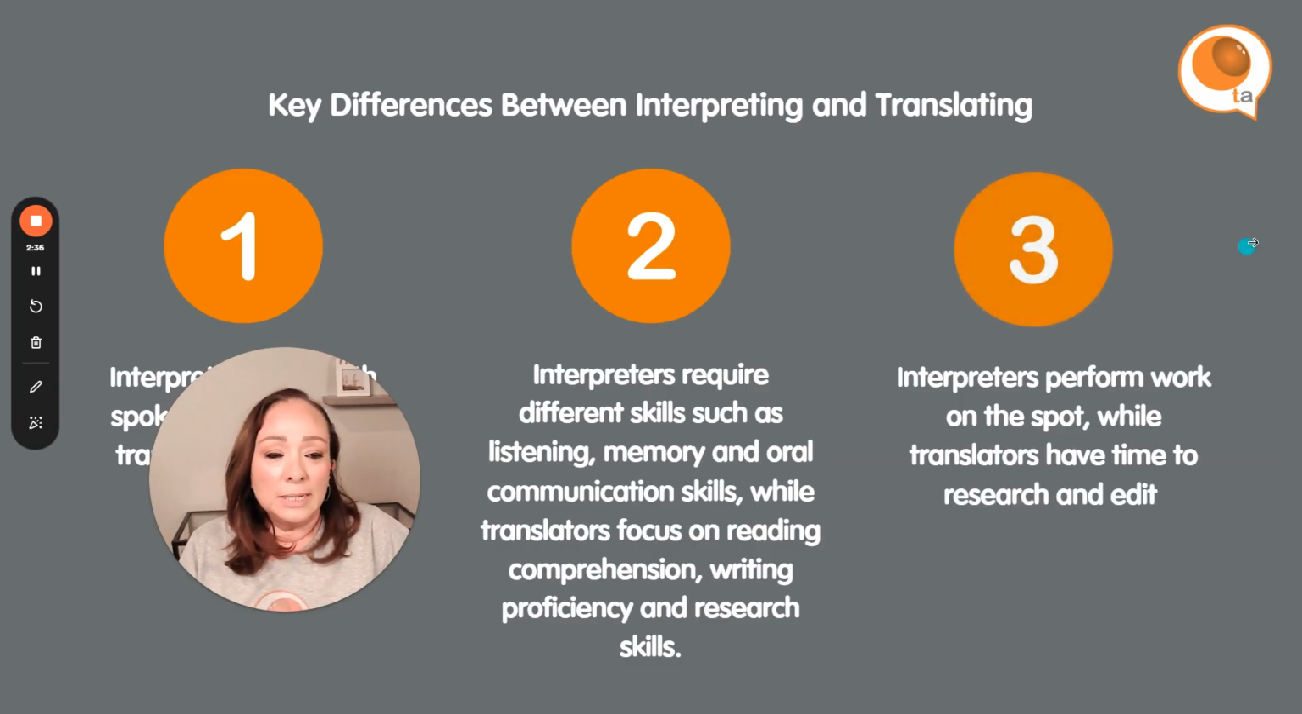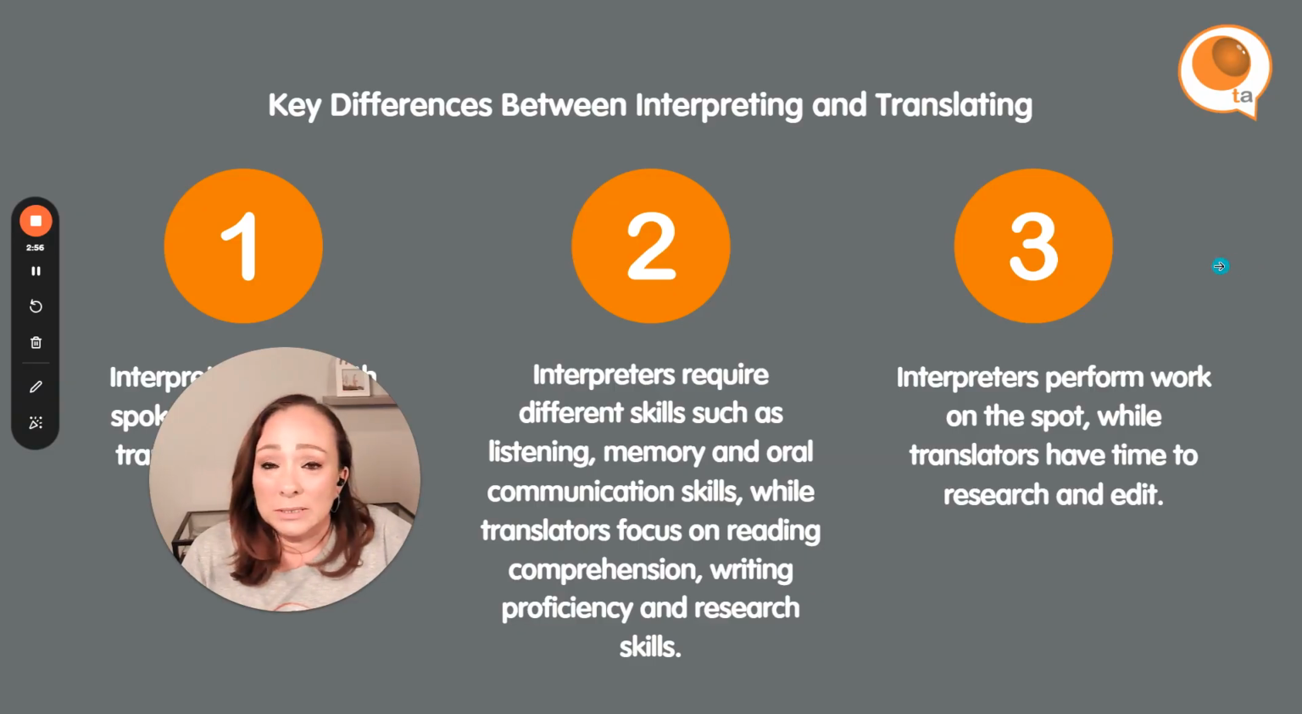And number 3, that interpreters perform work on the spot, while translators have time to research and edit. And that's another one of the differences. We usually are on site or virtually, but we are doing our interpreting work real time. That just means in the moment, while translators have time to research, to edit, and to be more thorough with the choices that they make in terms of language.